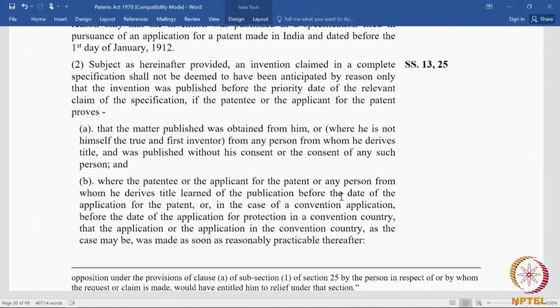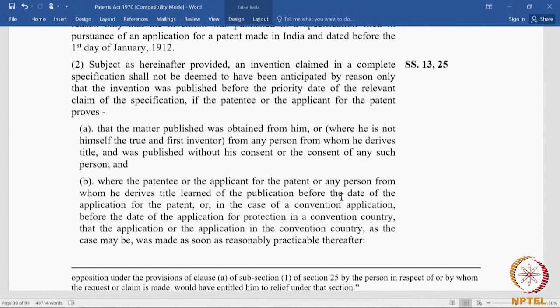Now, consent is one part of this scheme. The disclosure to the public, the publication before the priority date, should have happened without the consent of the patentee or the applicant. So, he has to prove that the matter was published, was obtained from him or from another person with whom he had an arrangement, and was published without the consent. So, first he has to prove that the disclosure happened without his consent.